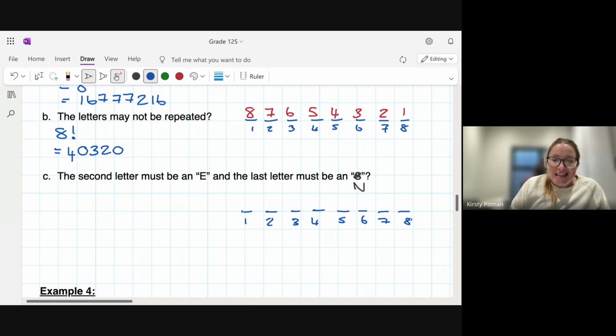Okay. It doesn't say, guys, it doesn't say anything about using the letter once or repeating it. But it says that the second letter has to be an E, so I only have one option here. And it says that the last letter has to be an N, so I only have one option here.